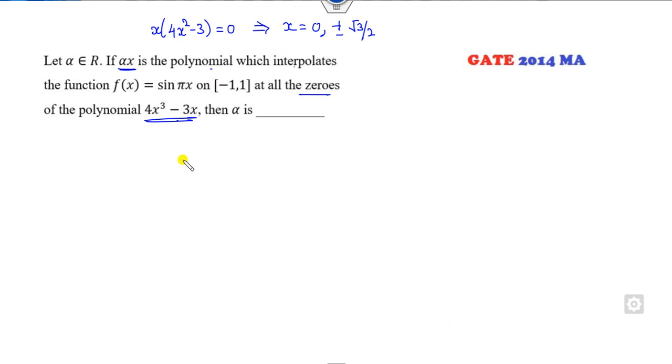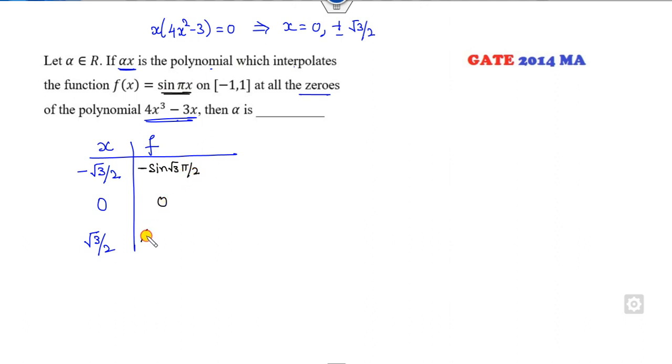And it's a polynomial, so you have to firstly make this table. I can use the first number as the smallest one, then 0, then root 3 by 2. What is the function value? Sine of pi x. So it's minus sine of root 3 pi over 2, sine 0 is 0, plus root 3 pi over 2. Now find the first divided difference.